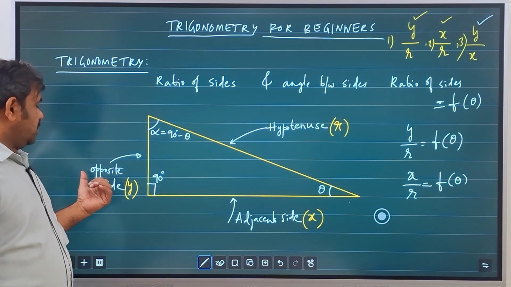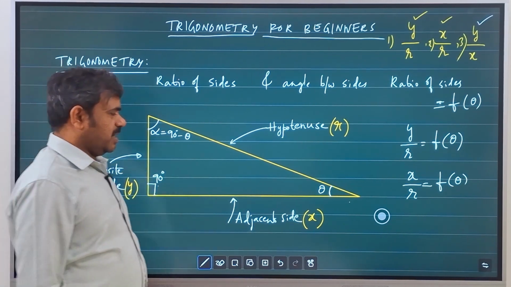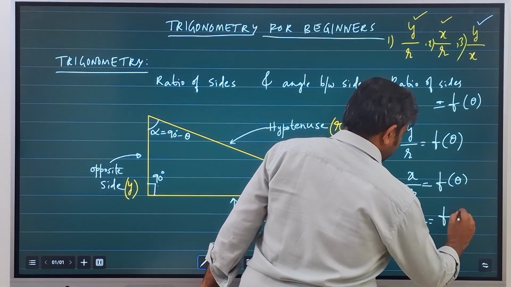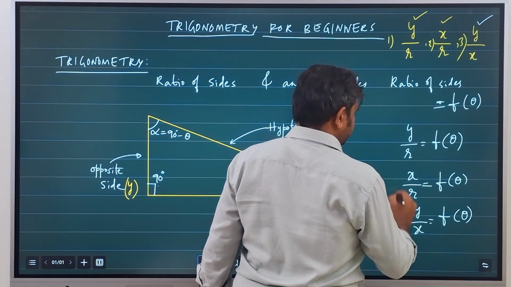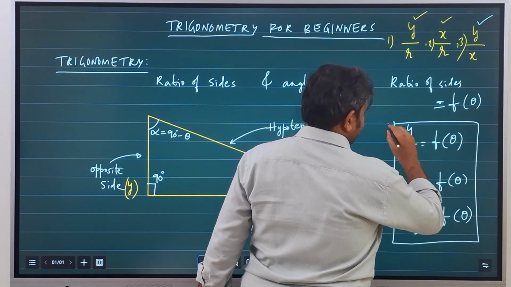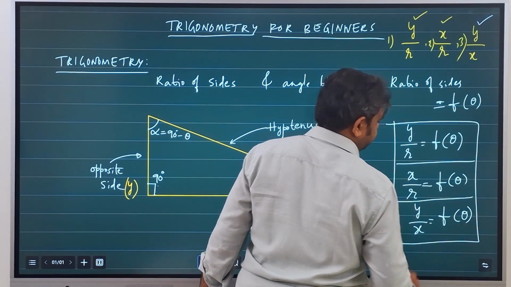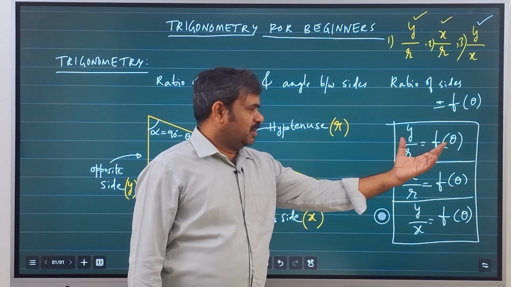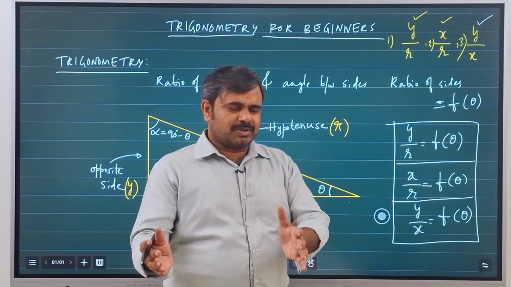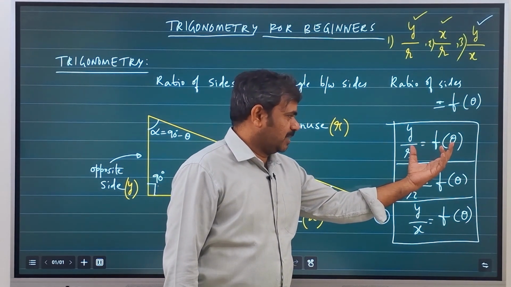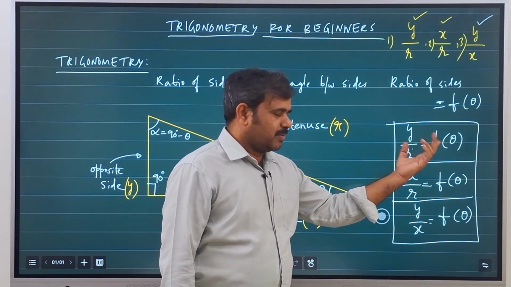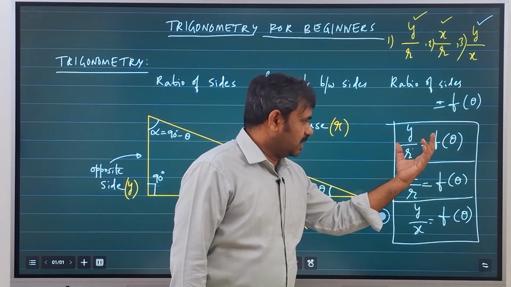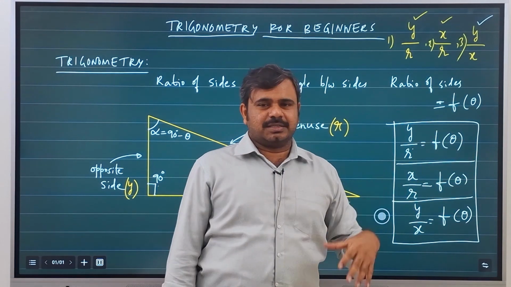And of course, y by x, the ratio of opposite side to adjacent side, is also changing when theta is changing. So these are the three ratios that we are going to study. Y divided by r is changing as theta is changing. So in English we say y by r depends on theta. This equation simply means we are saying in the language of mathematics that this ratio depends on theta.